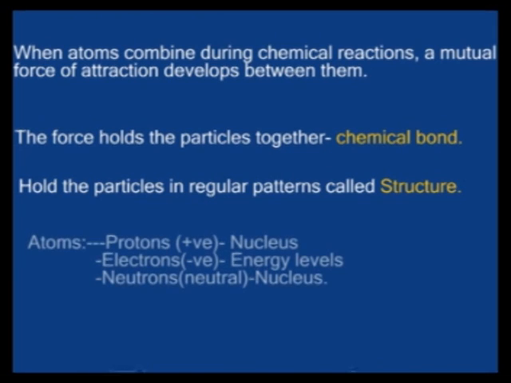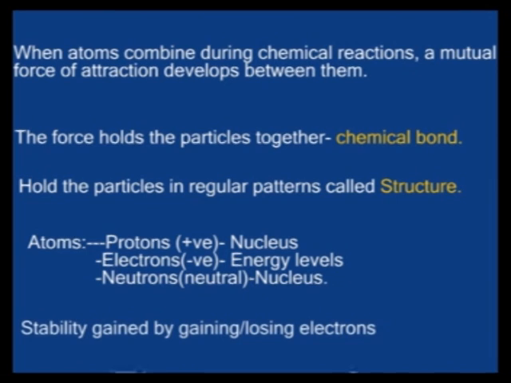Remember, atoms are composed of positively charged protons in the nucleus, negatively charged electrons in the energy levels, and neutral particles called neutrons, which are found in the nucleus. Remember also, atoms gain stability by either gaining or losing their electrons.